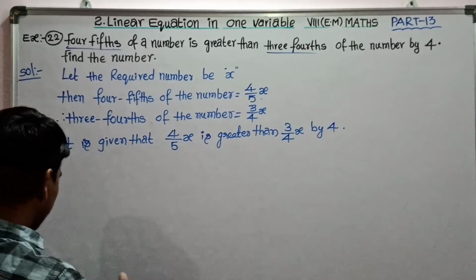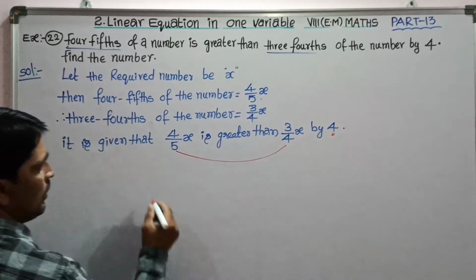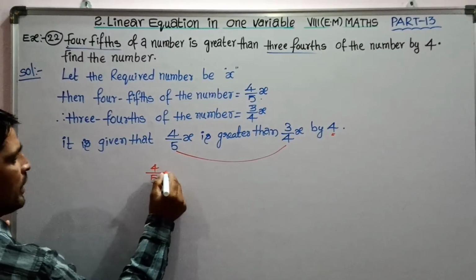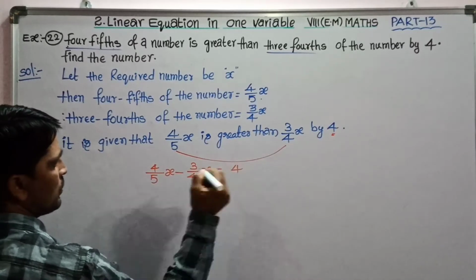So that means the difference of these two is 4. That is 4/5 of x minus 3/4 of x. The difference is what? 4.